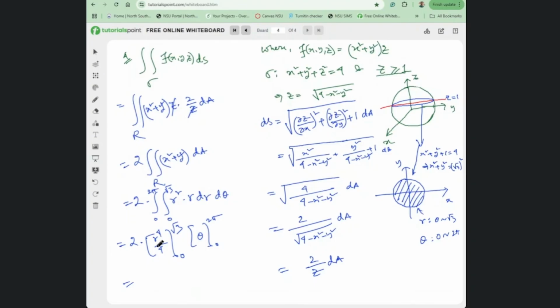Square root 3 to the power 4 means 3 square, 9. 9 by 4, 9 by 2 into 2 pi. The result is coming up 9 pi.